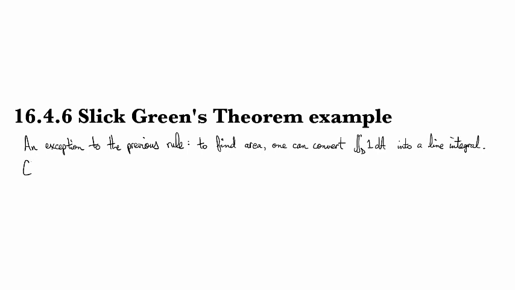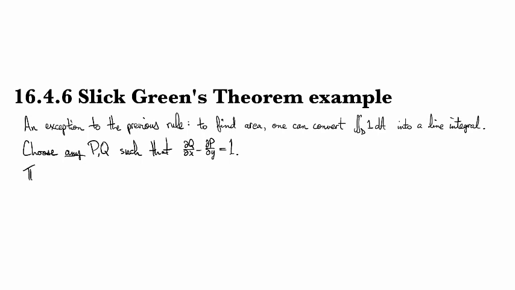So we're just going to choose any vector field with components P and Q such that dQ/dx minus dP/dy is equal to 1. So there's a lot of degrees of freedom in this. There's all kinds of things you could do.